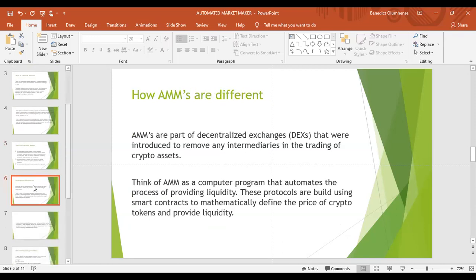Now, why is an automated market maker different, right? So these AMMs, for short, were introduced to remove intermediaries in the trading of crypto assets, right? Now, in the past, where we had human interactions between trader A and trader B, you can think of an AMM as a computer program that automates the process of providing liquidity, right? And this computer program is usually smart contracts, right? That use mathematical equations to define the price of crypto tokens and provide liquidity, right?